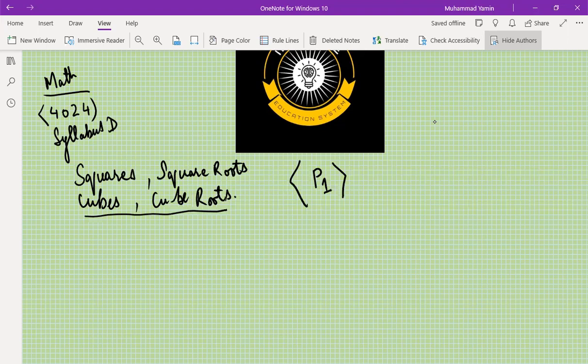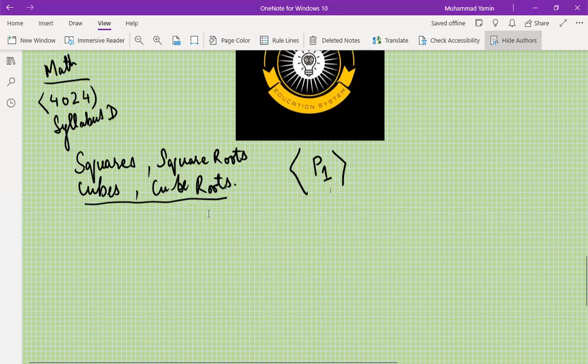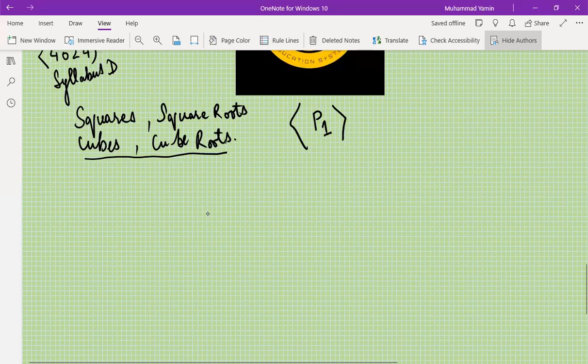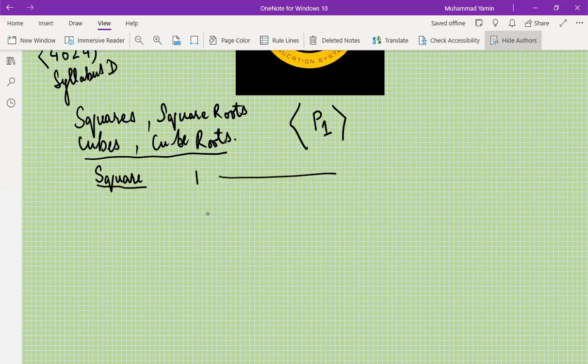For that purpose, first of all, keep this in mind that there are a few numbers which you should memorize before doing these. And what are they? You should try to memorize the squares from 1 to 16. And let me tell you this.